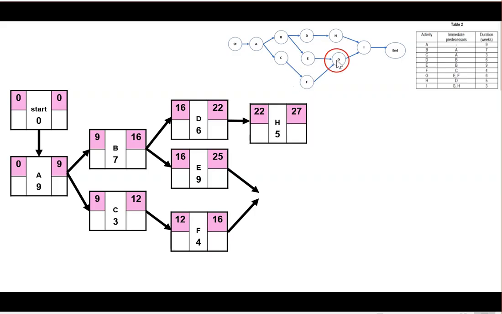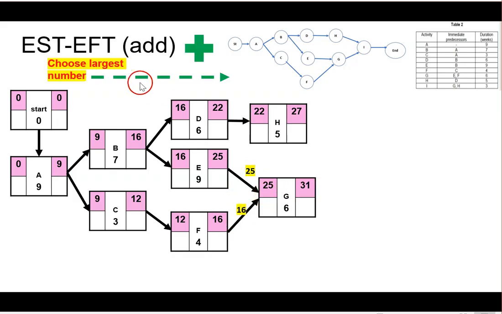Okay, then we're going to do G. G has 2 arrows, from E and from F. Remember we have 25 here and 16 here. Since we're doing the earliest, we add and then choose the largest number. The largest number here is 25, so you bring 25 here. So 25 plus 6 is 31.